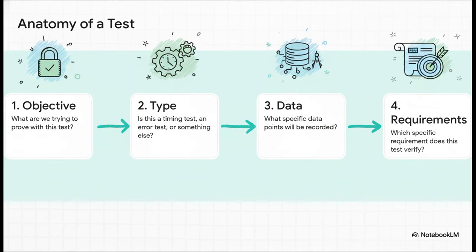And every single test, it doesn't matter if it's big or small, has a detailed anatomy. You have to state its objective. What are we trying to prove here? You define its type. Is this a performance test? Or are we trying to see how it handles errors? You list the exact data that needs to be recorded. And, most importantly, you link it back to a specific requirement. Every test has to have a clear purpose.